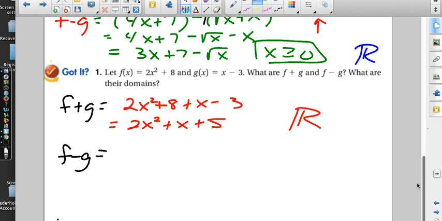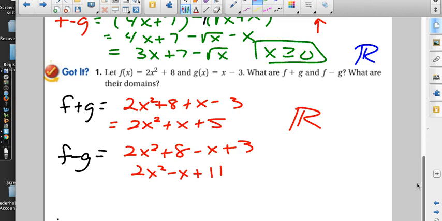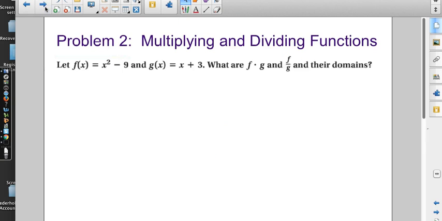All reals. And then with our subtraction, 2x squared plus 8 minus x plus 3, so 2x squared minus x plus 11. What's the domain? All reals. While we're doing this addition and subtraction, we never had to take an even root. We never had to divide by anything, so it's good. It's just all reals. And a lot of the problems that you'll see will just be all reals. But it's for those problems that have those even roots or have us dividing that we're supposed to be really extra careful about.